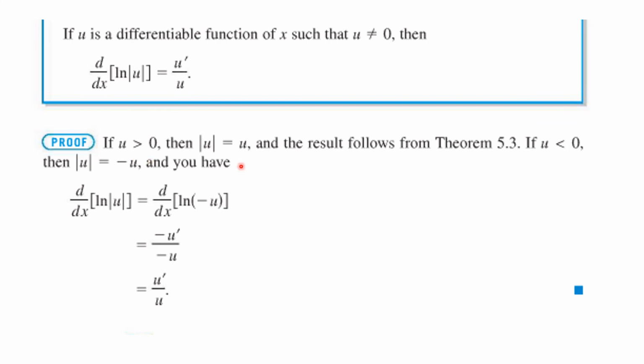If u is bigger than 0, then the result follows from our standard result. But if u is less than 0, we know that the absolute value is equal to minus u. So the derivative d/dx of the natural logarithm of the absolute value of u is the derivative with respect to x of the ln of minus u. So this is going to be 1 over minus u times the derivative of that, which is minus u prime. And you see the negatives cancel out, and I get the result that I want.